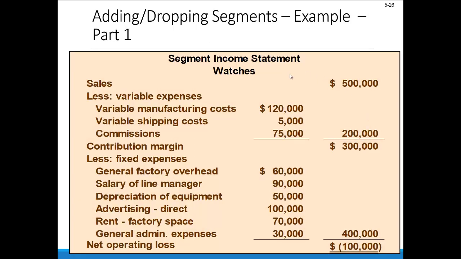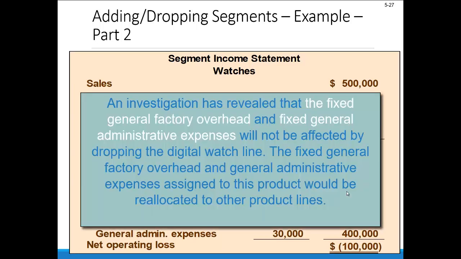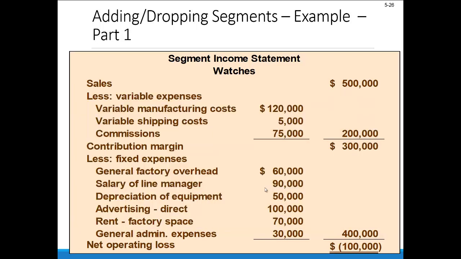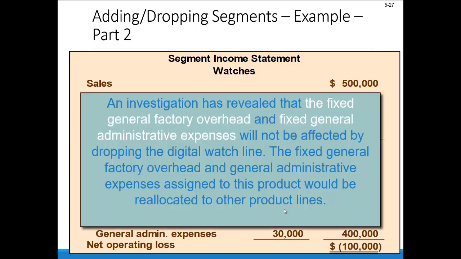Let's say we've got a watch segment in our business, generating sales of $500,000, contribution margin of $300,000, and right now we've got total fixed expenses on its income statement of $400,000, so it's showing a net loss of $100,000. Let's say, though, that investigation revealed that the fixed general factory overhead and the fixed general admin expenses, so this $60,000 here, general factory overhead, and then general admin $30,000, could not be affected by dropping the digital watch line. In other words, those would just be reallocated to other product lines. They wouldn't really go away.